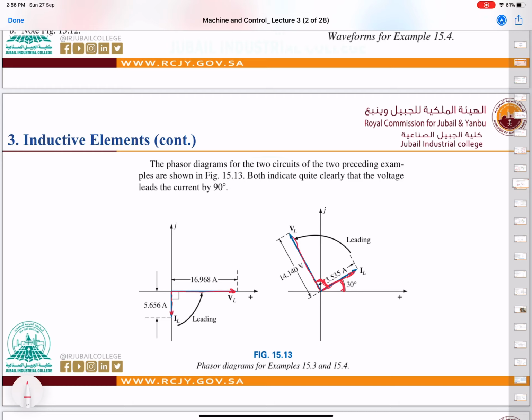Try to practice, shabab. Try to practice more how to draw the phasor diagram, please practice more and more. You will find it in the midterm. That's why I brought you the two phasor diagrams for example number 1 and example number 2.